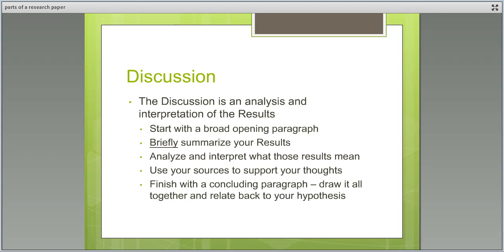You want to briefly summarize your results in the discussion and then analyze and interpret what those results mean. You're going to use sources to support your thoughts and the points that you're making, and then you want to finish with the concluding paragraph. You're going to draw it all together and relate it back to your hypothesis.